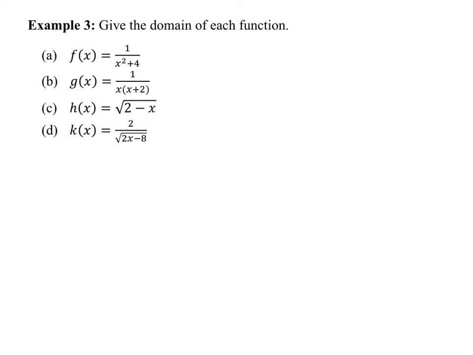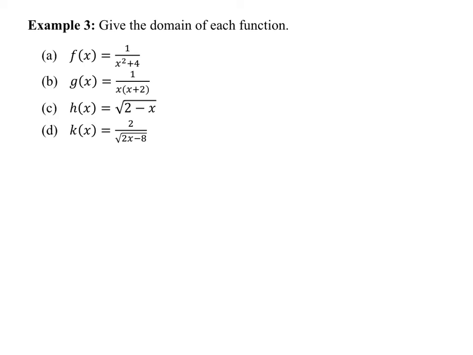Whenever you square a number, it always becomes what? So you're going to have a positive plus 4. Is that ever going to be 0? A positive number plus 4, is it ever going to be 0? Of course not. Only negative 4 plus 4 would give you 0. So Ashley is absolutely right. The first problem, the domain is all real numbers.